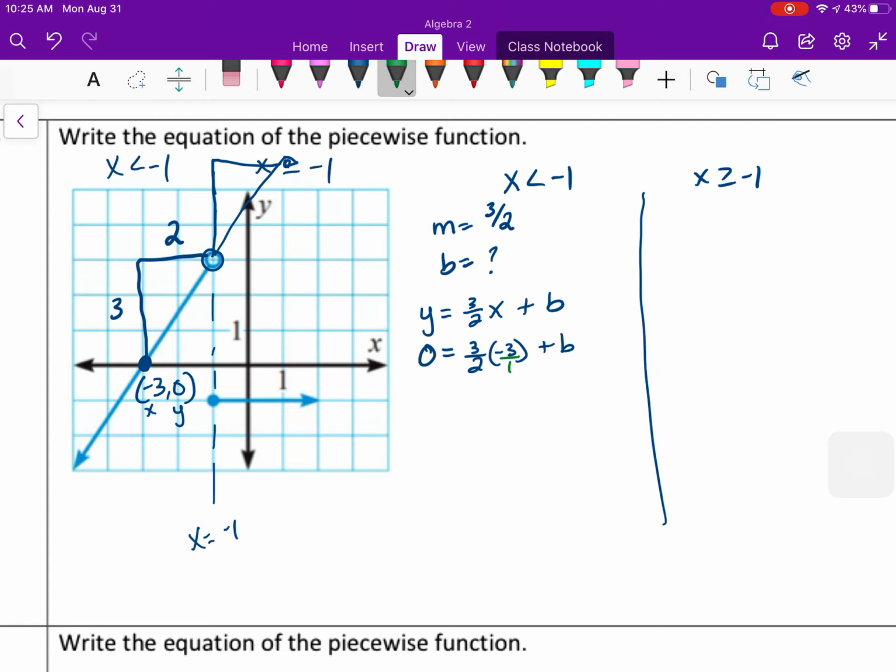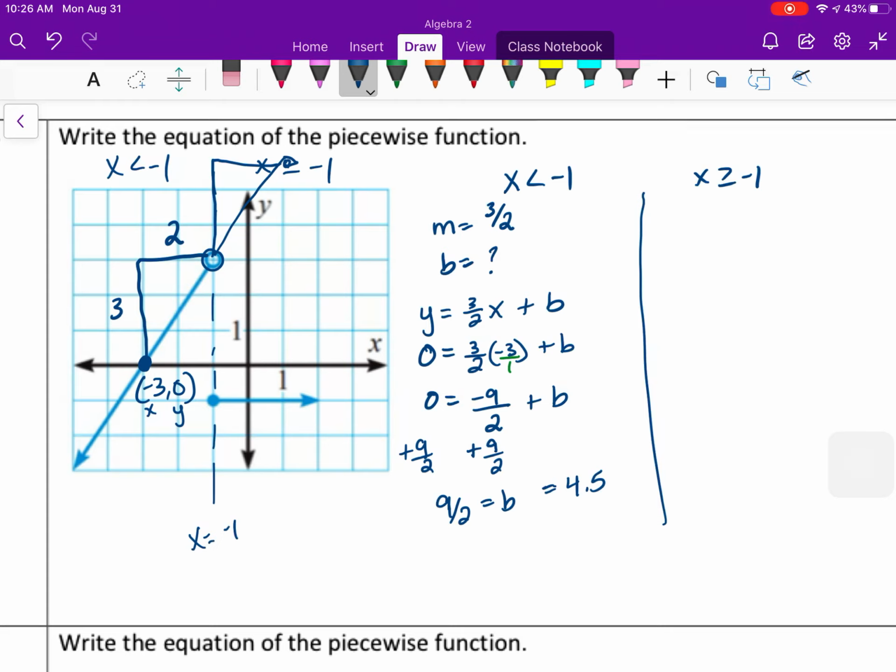Take a fraction times a whole number. You have to put the whole number over 1 and then multiply. It's top times top over bottom times bottom. So 3 times -3 is -9, and 2 times 1 is 2. So -9/2. So then to get b by itself, you have to add 9/2 to both sides, and b equals 9/2, which is really, that's 4.5 if you want to work with it in a decimal instead.